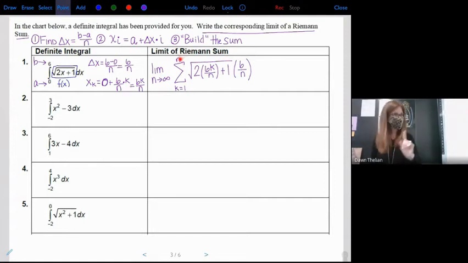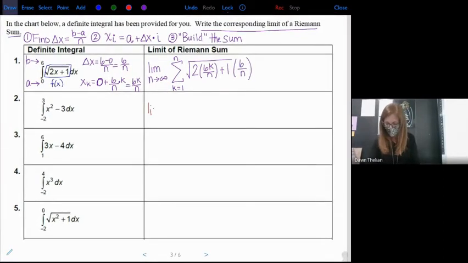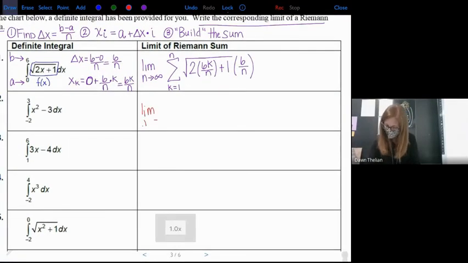All right, so let's try another one and then we'll see as questions start to pop up, because I understand that sometimes it takes a few of these to figure out what your question even is. So let's look at the next one. We want to convert this integral into a Riemann sum. And the first part is not going to change. The limit as n goes to infinity.